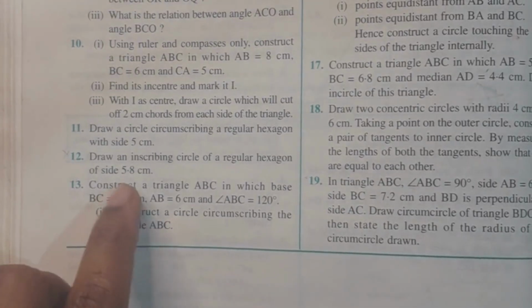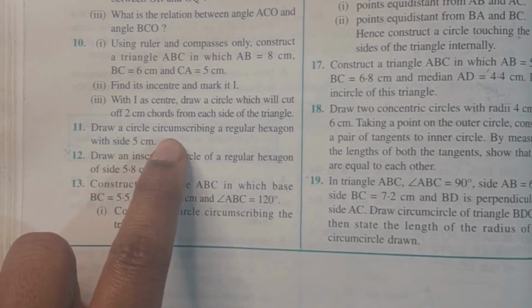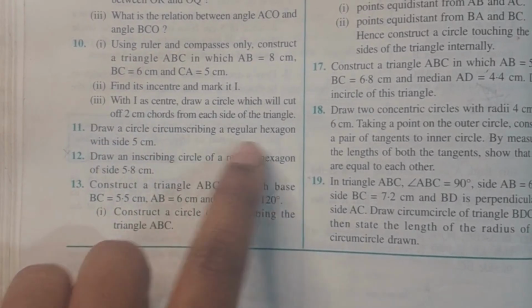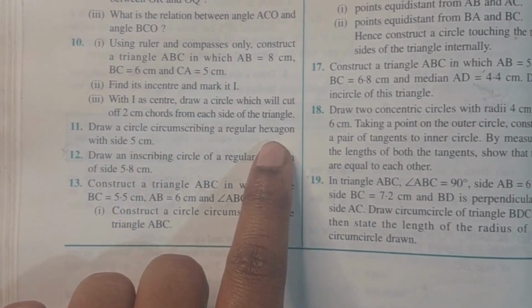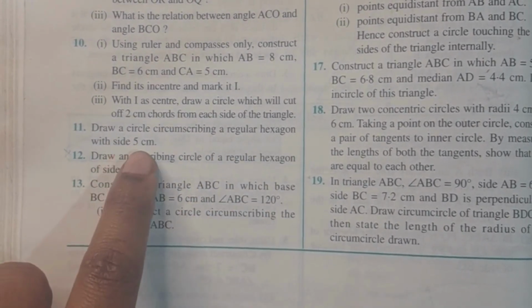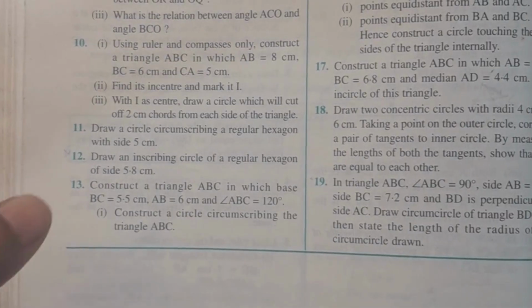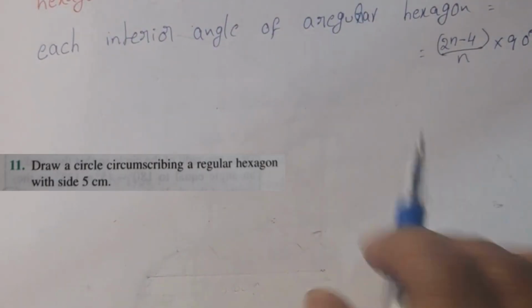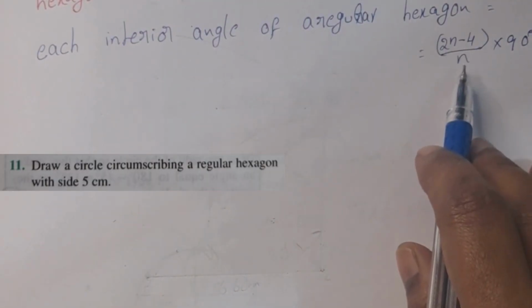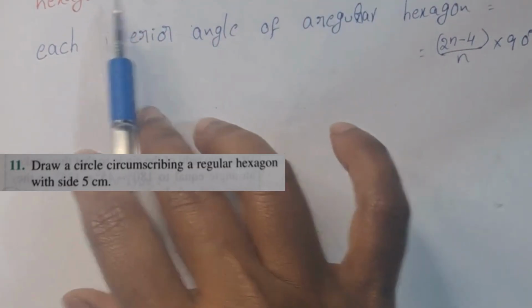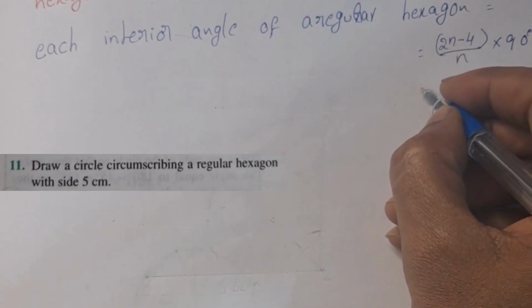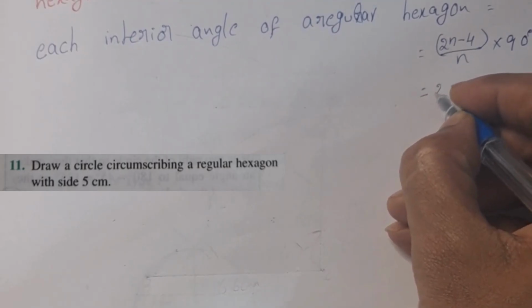Next, problem number 11. Draw a circle circumscribing a regular hexagon with side 5 centimeters. Hexagon means 6-sided polygon. Each side 5 centimeters. And each interior angle we have to find out. Each interior angle formula is (2n minus 4) by n into 90. Hexagon means how many sides? 6 sides. So first the interior angle we have to find out.